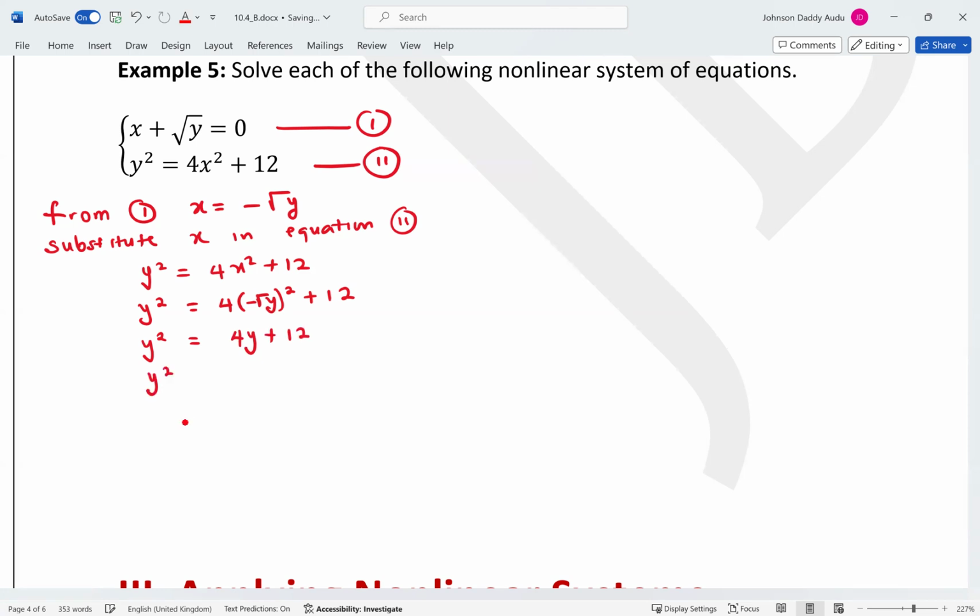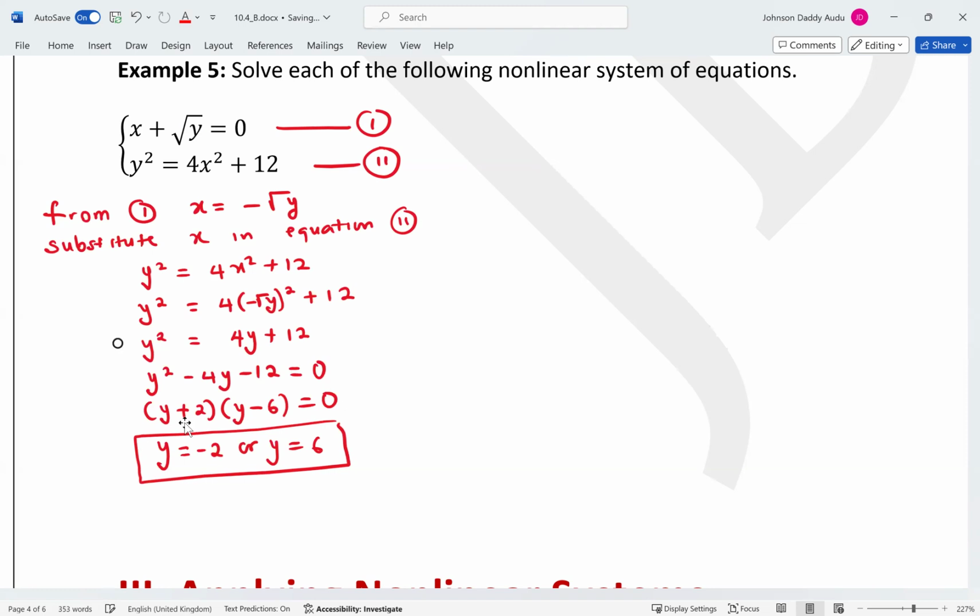And we can factorize this. This is y squared minus 4y minus 12 equals 0. And this, we can factorize as (y plus 2) and (y minus 6). So we have y equals minus 2, or y equals 6.